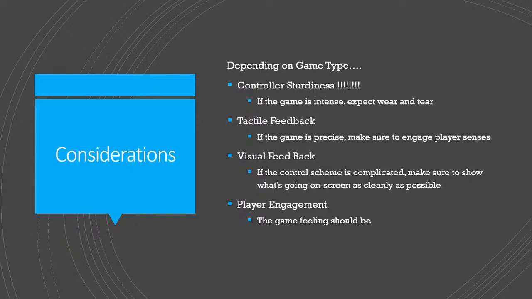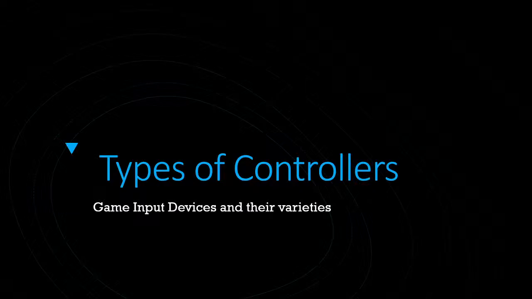Visual feedback: making sure that if you have a lot of inputs in your game, you're able to clearly show what's going on depending on whatever inputs you're putting in, so that the player doesn't always have to be looking down at their controller and then looking up to make sure it happened and just being completely lost at all times. Player engagement, as always, should be very important.